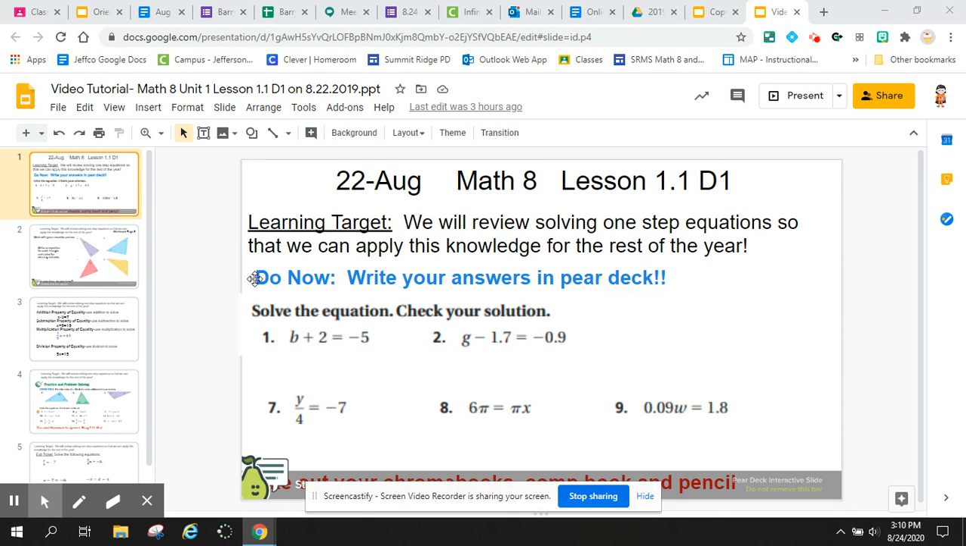Underneath that, in a different color, I have the words do now. Do now will tell you what I expect from you. In this particular slide, I want you to write your answers in Pear Deck. Underneath that, you'll have 2 to 5 problems, just kind of reviewing what it is that I want you to do for the class. You will submit your answers in Pear Deck. All your work, showing all your work, should be done in your graphing comp book.